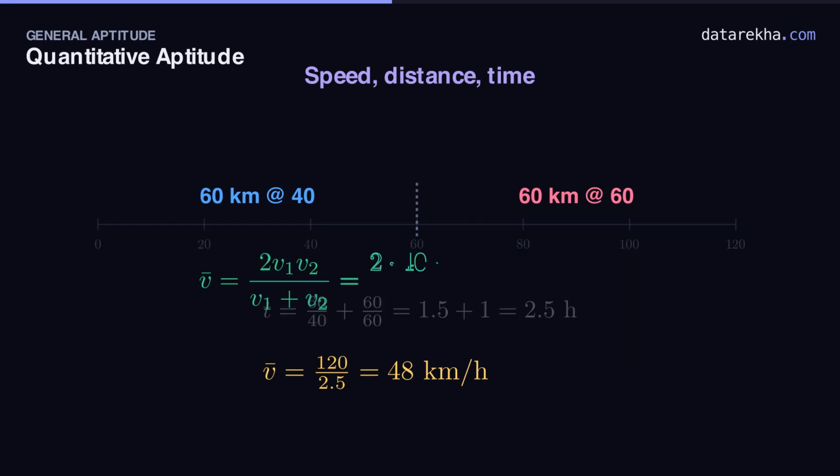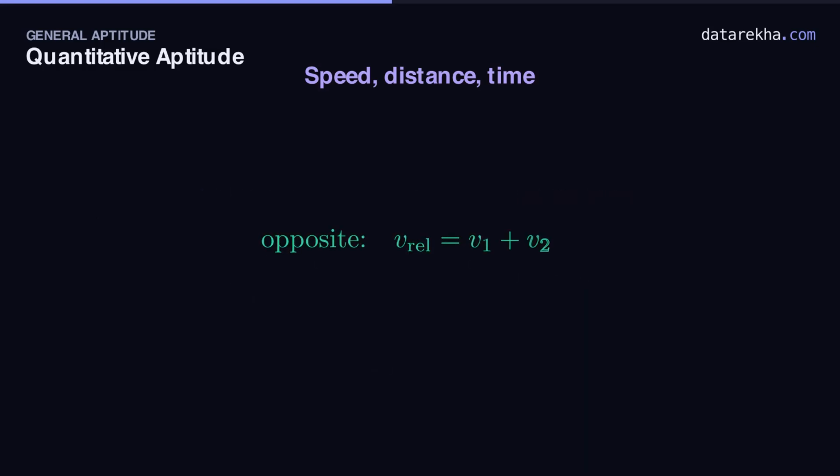Note it is 48, not the 50 you get by averaging. You spend longer at the slower speed. For equal distances, use the harmonic mean, 2 V1 V2 over their sum, 2 times 40 times 60 over 100. Again 48. Relative speed is the next big idea.